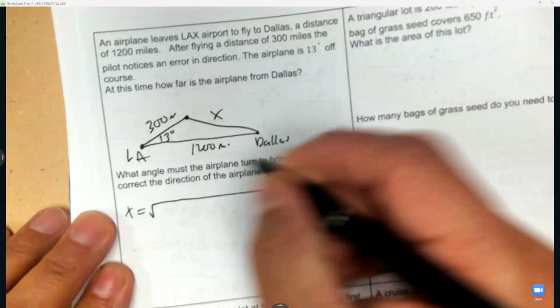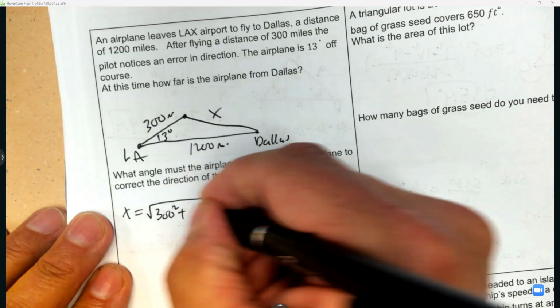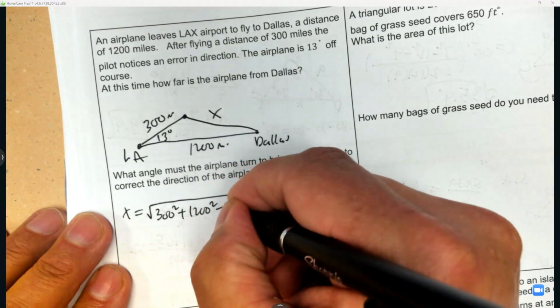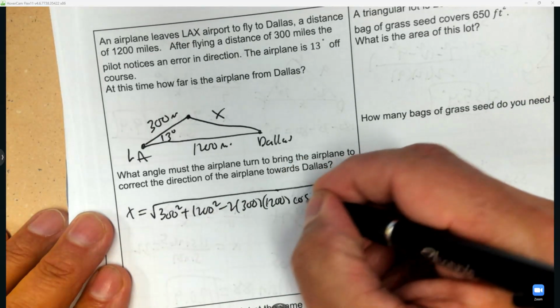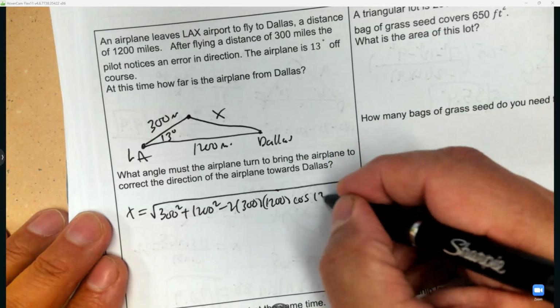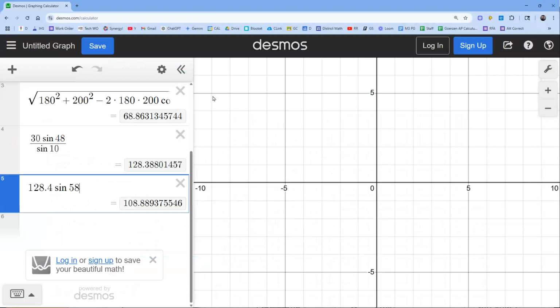So that's side, angle, side, law of cosines. So we're going to go 300 squared plus 1200 squared minus 2, and then 300, 1200, and then cosine of 13. So we'll start there. That will tell you how far away the plane is from Dallas at that time. Let's do that with Desmos.